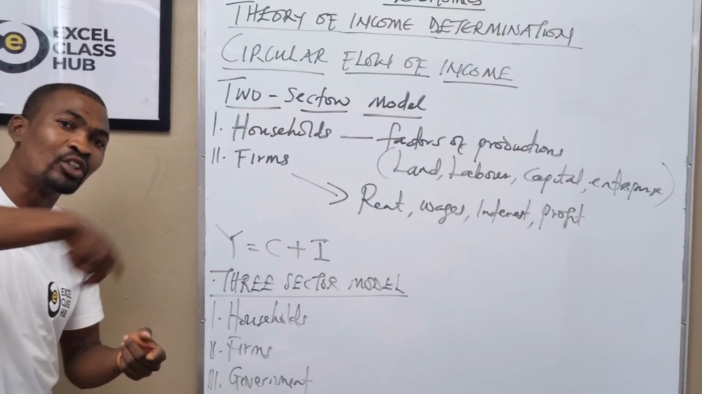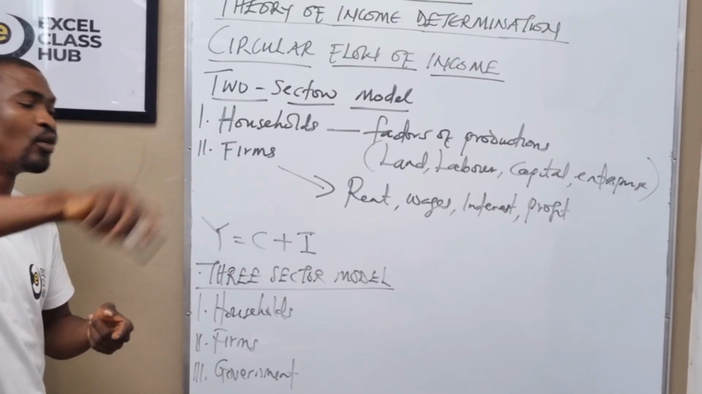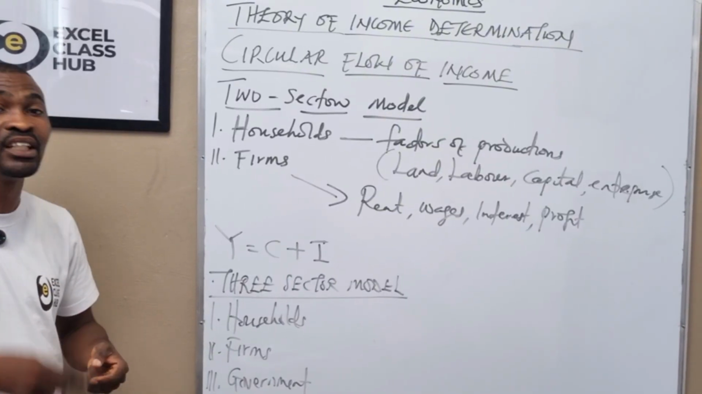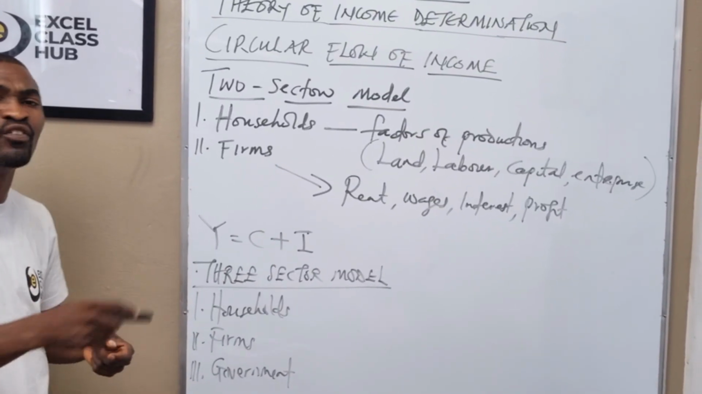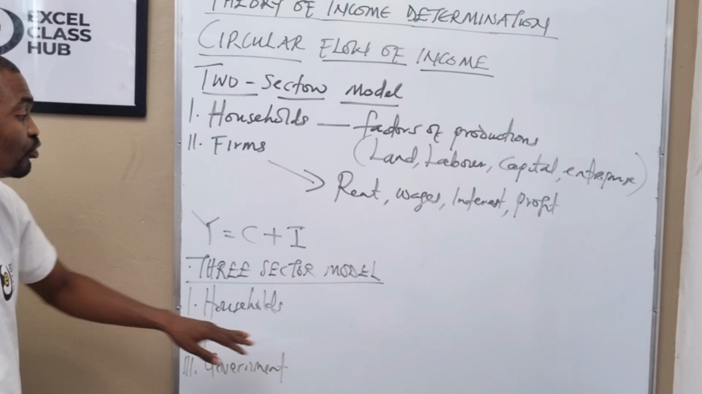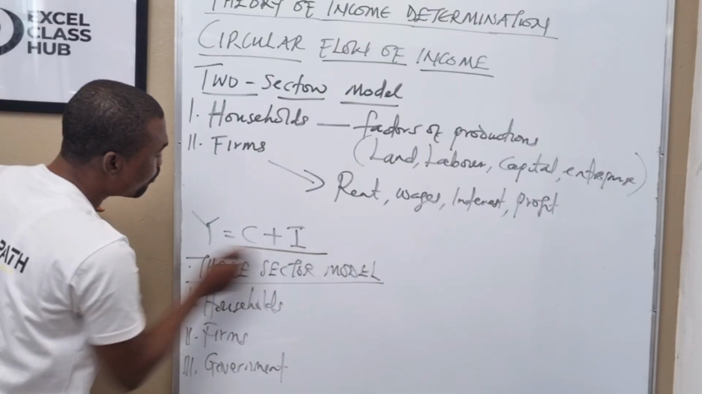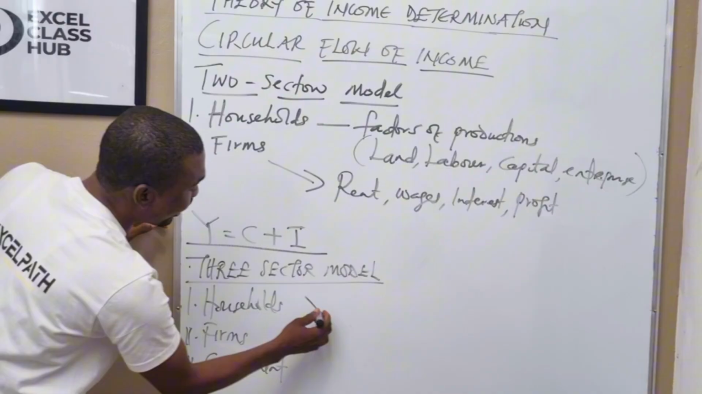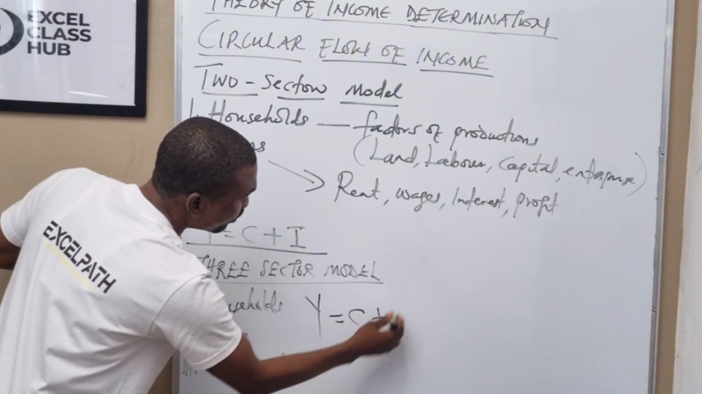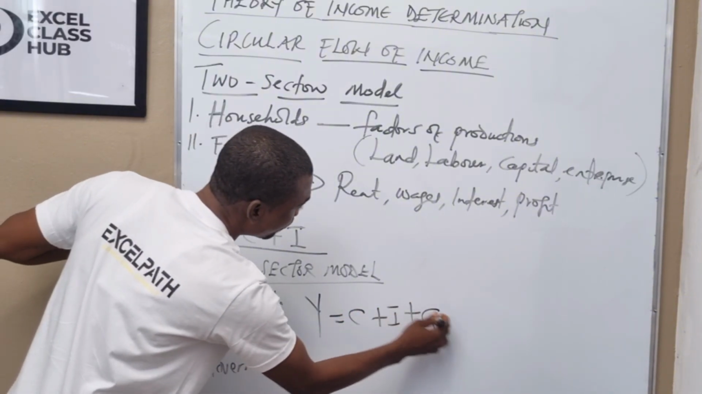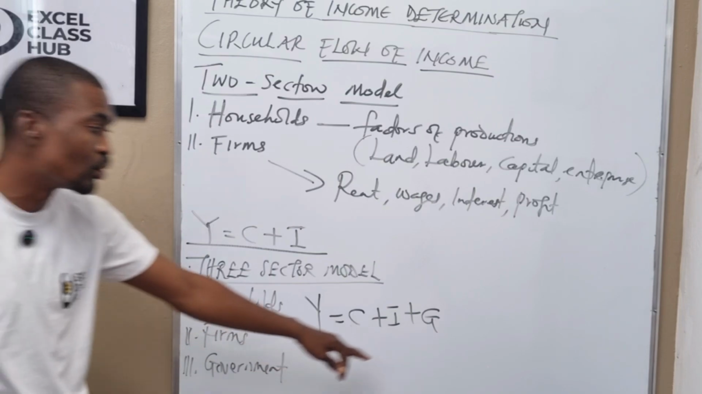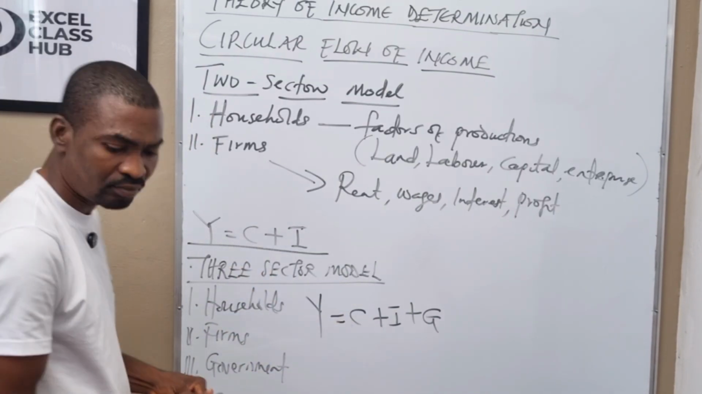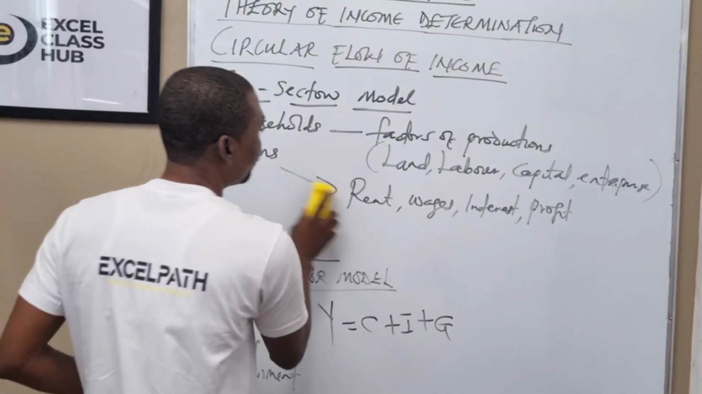So you can see that the money is flowing from one sector to the other, from the household to the firm to the government to the household to the firm. So that is the three sector. So in your algebra equation, under three sector, we are going to have Y equals C plus I plus G, because we are now having government expenditure here.